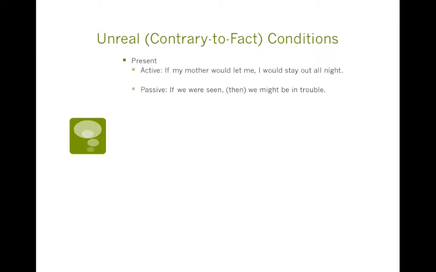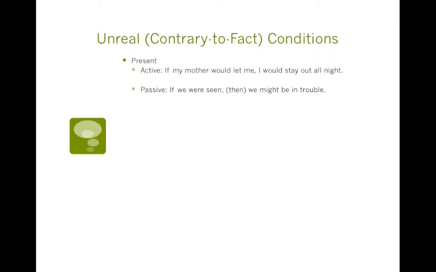Now looking at the unreal, contrary to fact conditions, we have first the present, and in the active voice: if my mother would let me, I would stay out all night. This is unreal. It's something that is imagined. Then we have the passive voice: if we were seen, then we might be in trouble. Remember that in the passive voice, we use the past participle, seen.